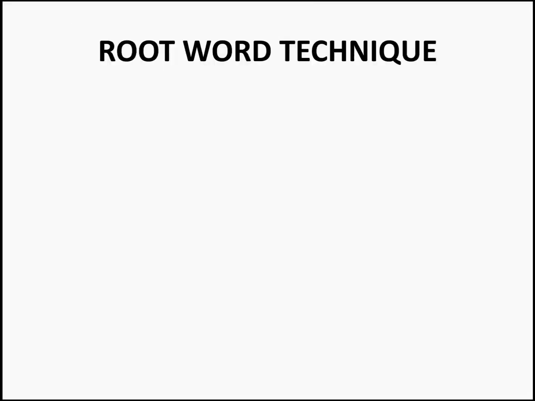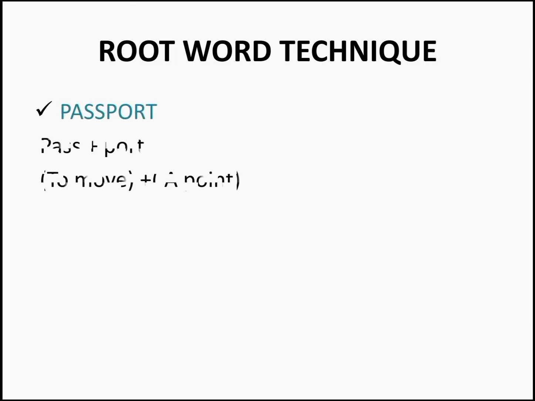The first one, as I told you, is the root word technique. Before that, just read the word. Isn't it a combination of two words, pass plus port? Pass means to move and port means a point or a junction. So, I gave this word just for you to understand that every common word in English has a source to come from. That source is what we are going to look for in this technique.